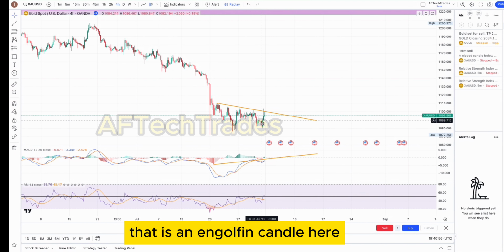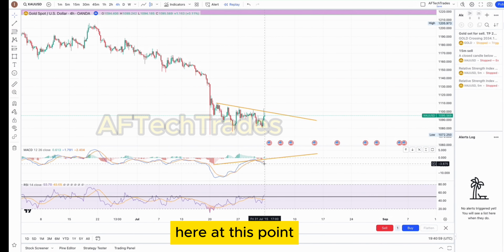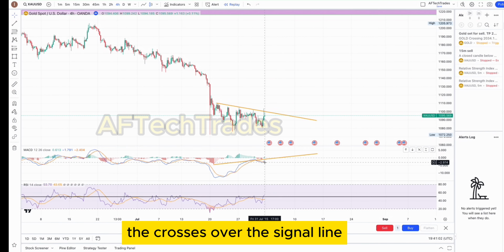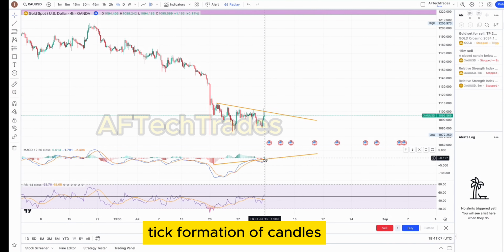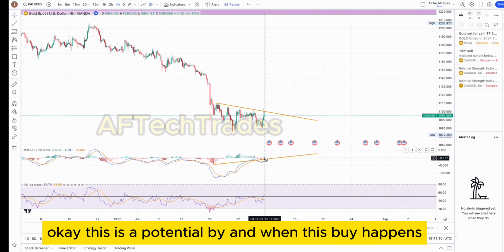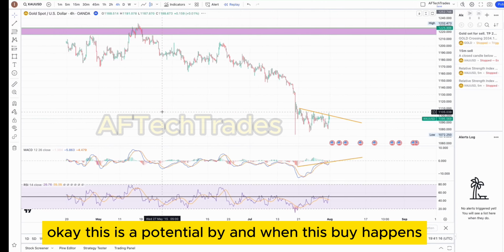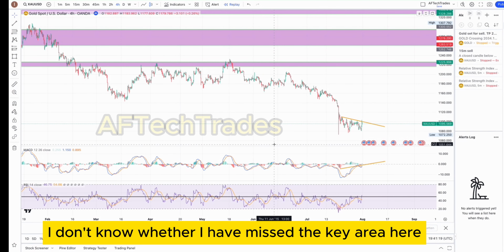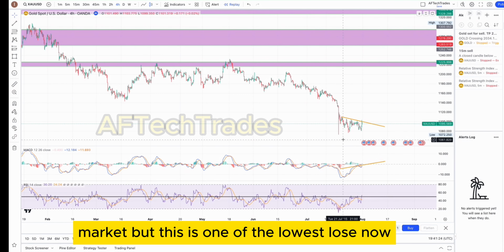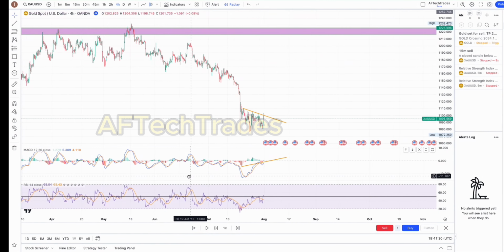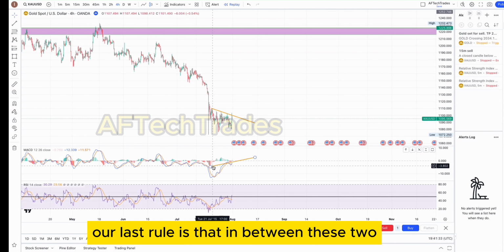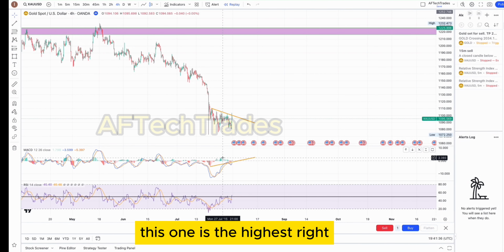Here there is an engulfing candle at this point. So okay, you also have the MACD crosses over the signal line. You are beginning to have, above the zero line, thick formation of candles. Okay, this is a potential buy. One thing is that I don't know whether I have missed the key area here marking, but this is one of the lowest lows now. So what I will begin to look out for, if you remember our last rule, is that in between these two, which one is the highest? This one is the highest, right?